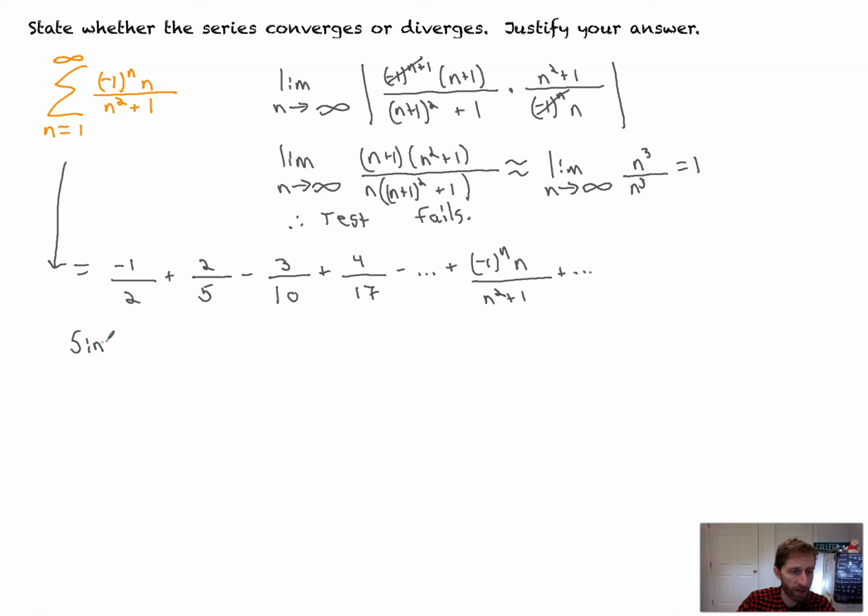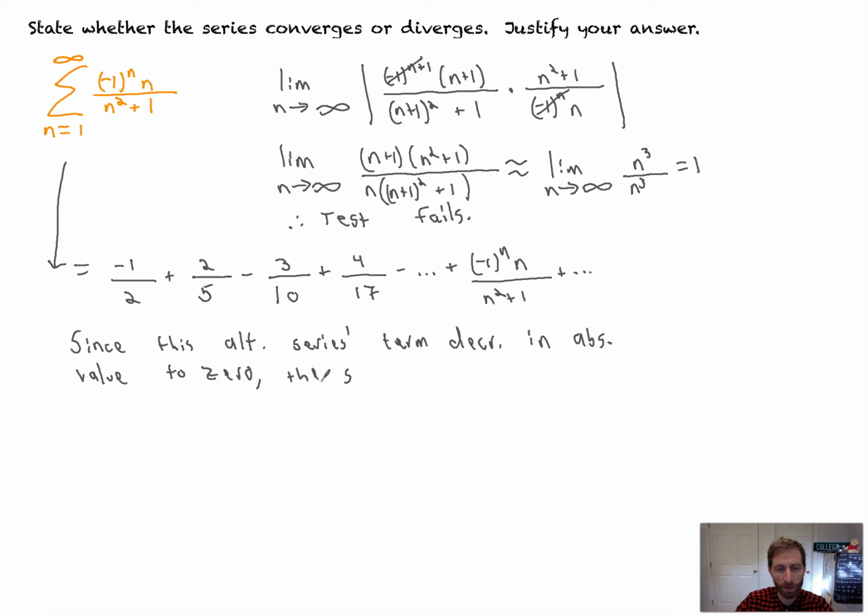So I'll say since this alternating series terms decrease in absolute value to 0, I'm doing a lot of abbreviations here, the series converges. That's it. So we did not use the proper test when we used the ratio test. I wanted to show you what to do when that happens. Well, what to do? You use a different convergence test.